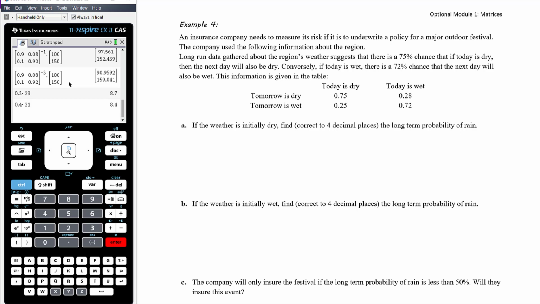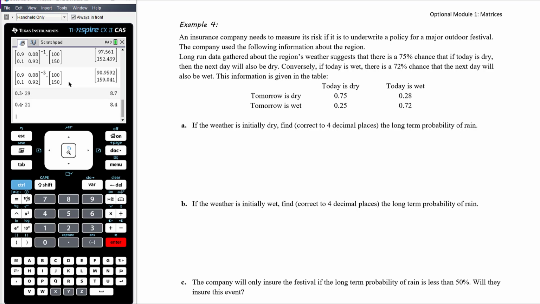The company used the following information about the region. Long-run data gathered about the region's weather suggests that there is a 75% chance that if today is dry, the next day will also be dry. Conversely, if today is wet, there is a 72% chance that the next day will also be wet. This information is given in the table below.